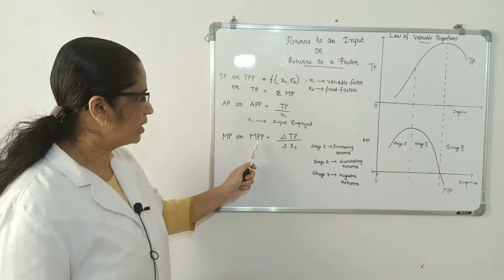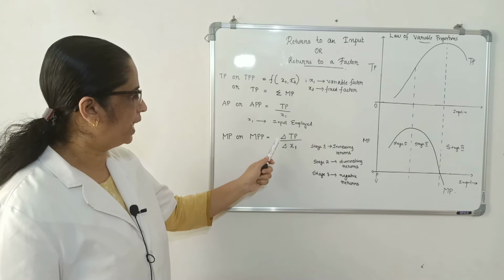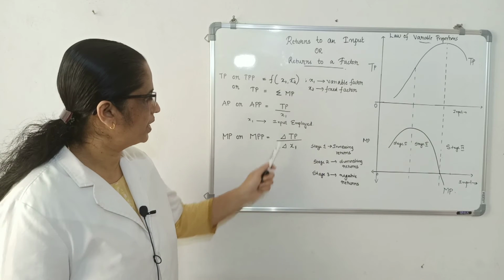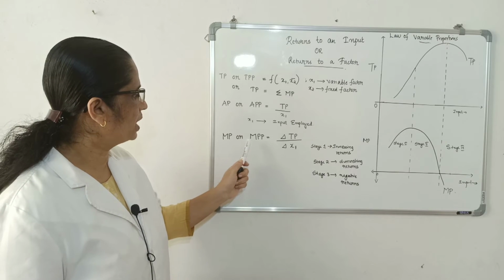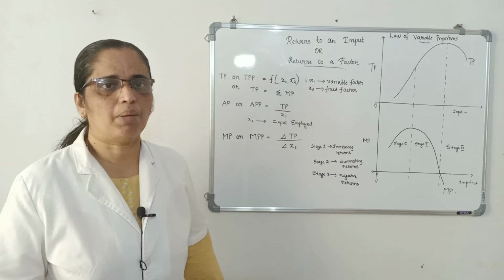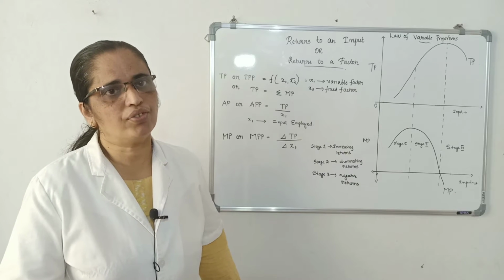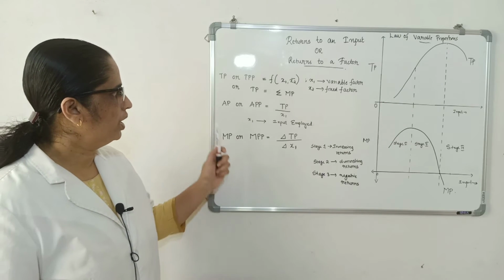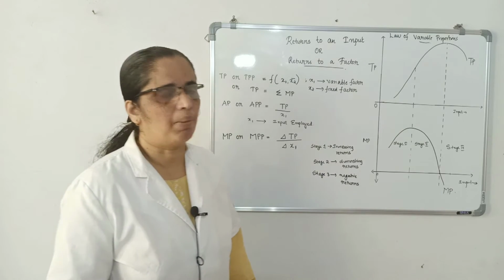Marginal product or marginal physical product. It's also known as marginal returns. Change in total product divided by change in the input employed. That is delta TP divided by delta x1. That is the marginal product or marginal returns to an input. Or you know, marginal product is the addition made to total product as a result of the employment of an extra input employed. Okay?